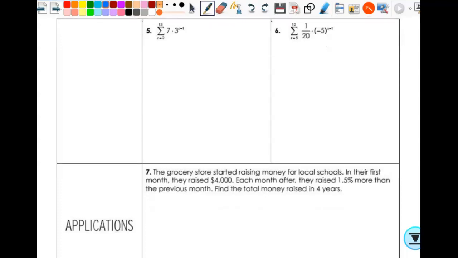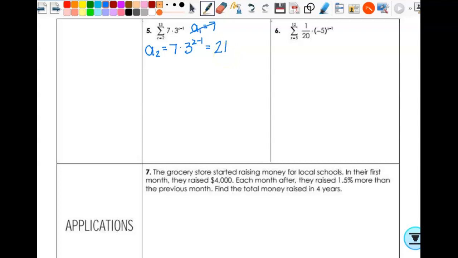Okay? So I know by looking at this, the first term is 7, right? But is that the first term that I really want? No. What's the first term I really want? The second term, right? So I really want A2 because that's the first term in my series. Yes, A1 is 7, but that doesn't really help me. So I need to figure that out. That's going to be 7 times 3 to the 2 minus 1 power. So that's really just 7 times 3, which is 21.